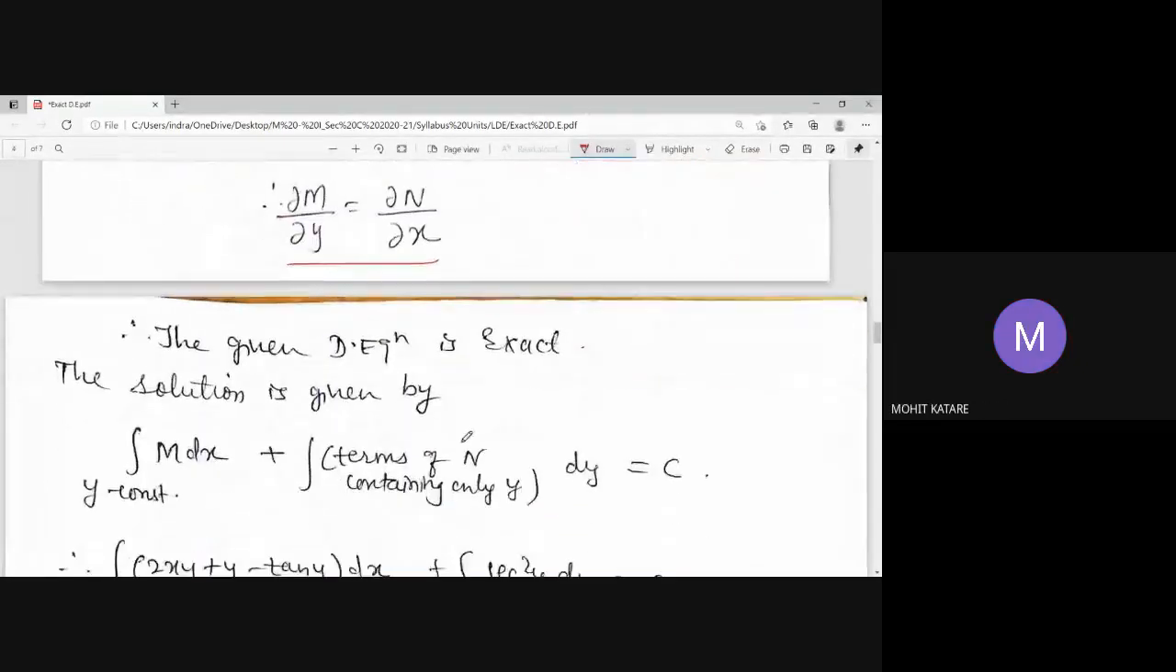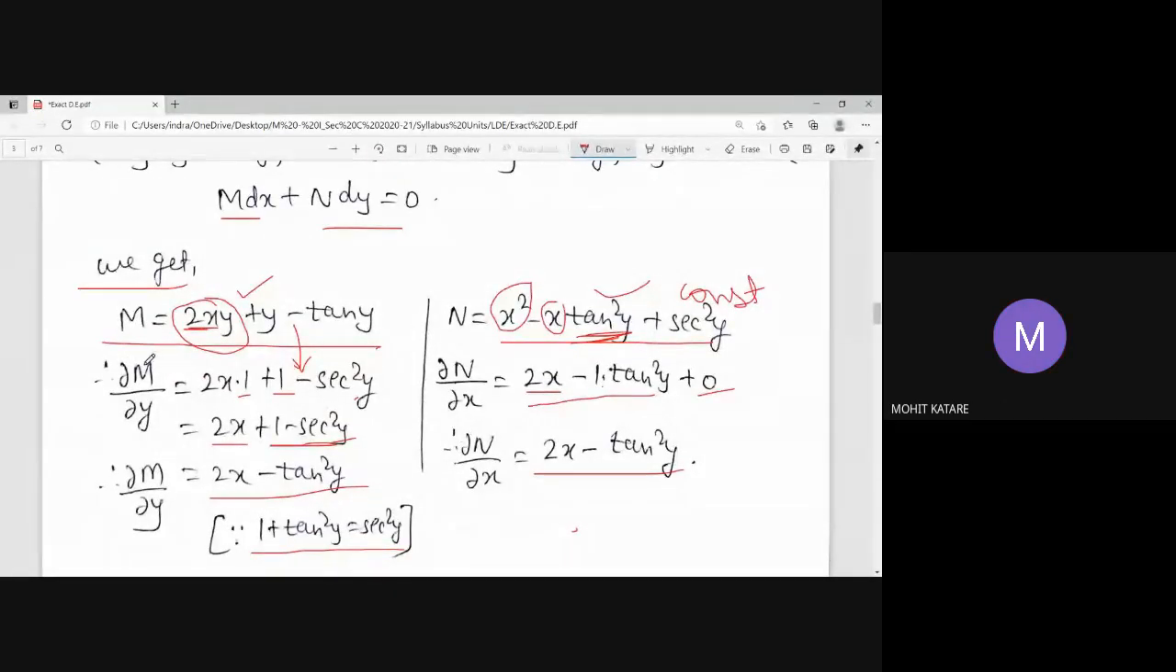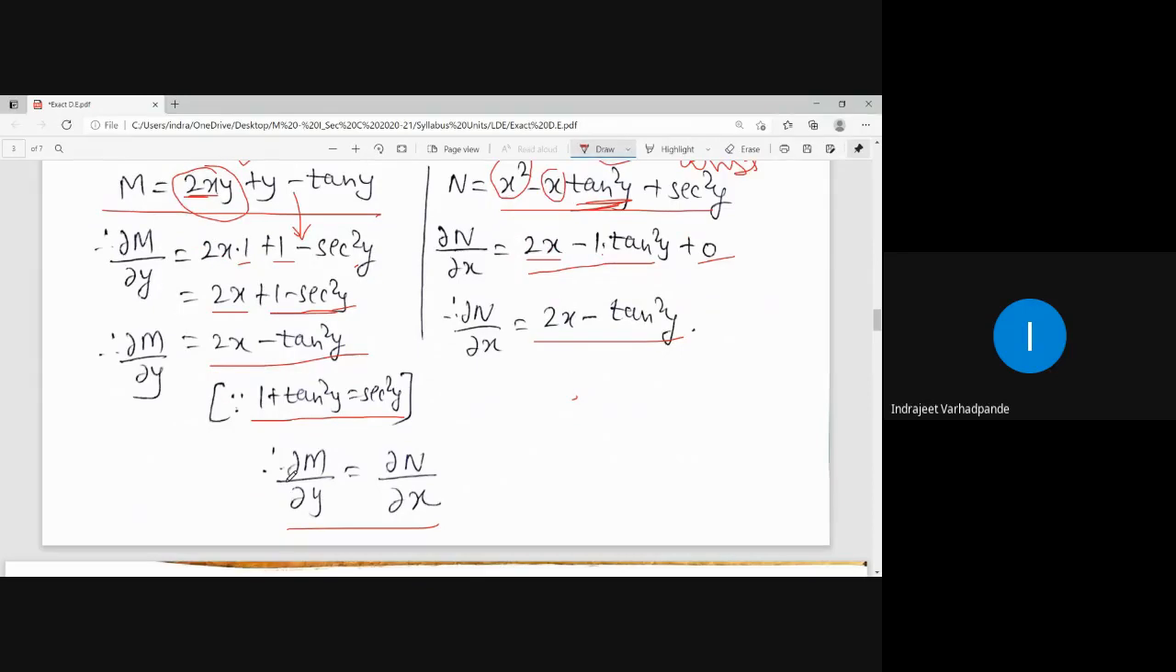Sir, when del M by del y and del N by del x are not equal, then is it our calculation mistake? No, every time it will not be a calculation mistake. Sometimes they may intentionally give you such terms wherein you are not able to prove that they are equal. So we can say that the given differential equation is not exact.